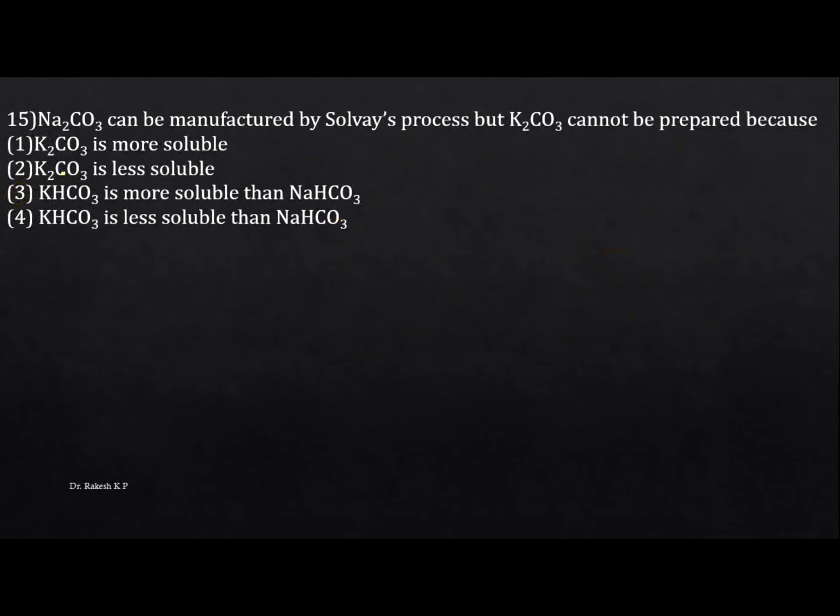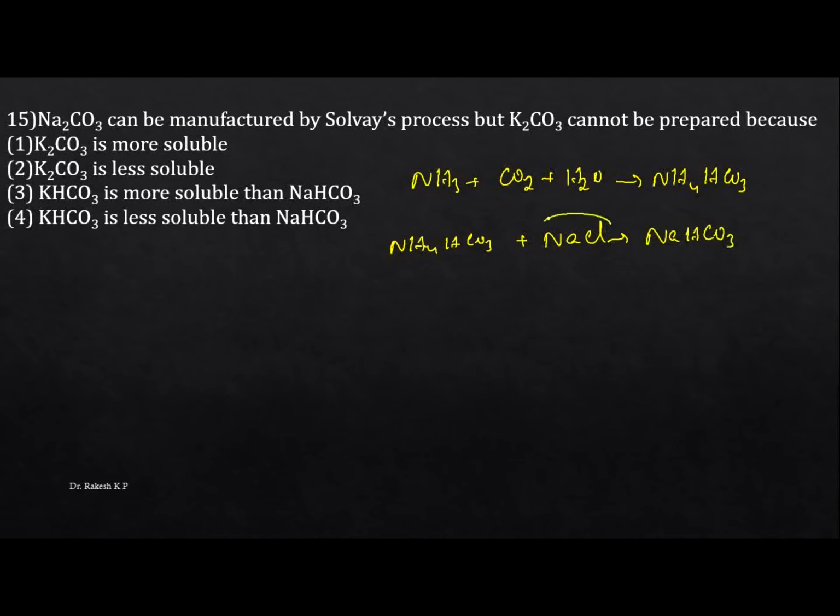Sodium carbonate can be manufactured by the Solvay process, but potassium carbonate cannot be prepared because... Let's identify this. In the Solvay process, ammonia reacts with carbon dioxide and water to give ammonium bicarbonate. This ammonium bicarbonate, when treated with sodium chloride, gives sodium bicarbonate.